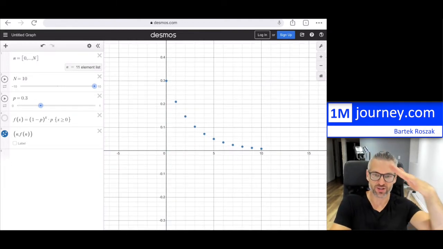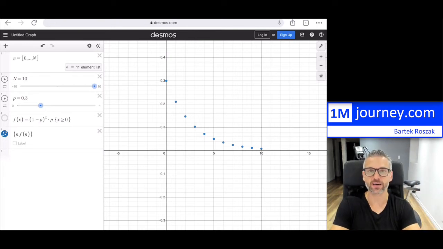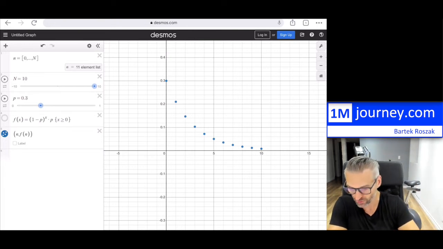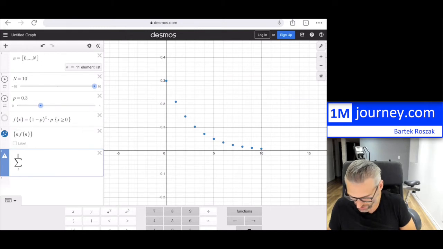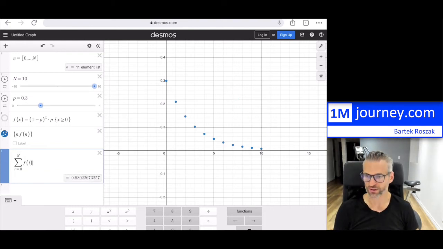Now, the summation of the distribution, because we're adding up the probabilities, should be equal to 1. And we can actually do that. I can say sum, and I'm going to use i for my index, starting from 0 all the way up to capital N. Now we're summing up this. So there you go, it gives us a number: 0.98, if we take the first 11 elements.